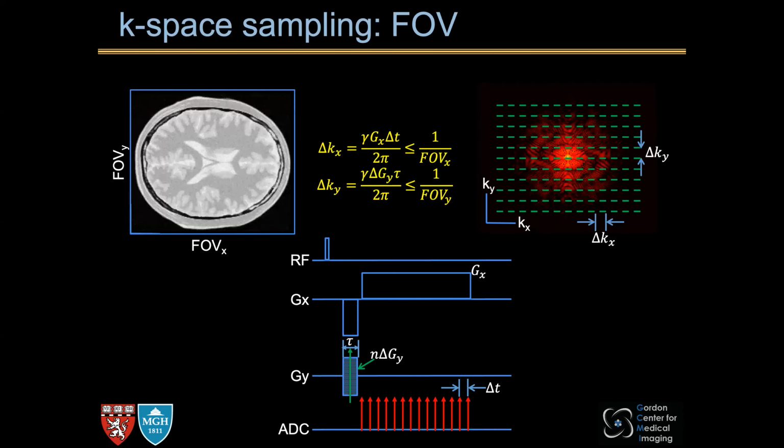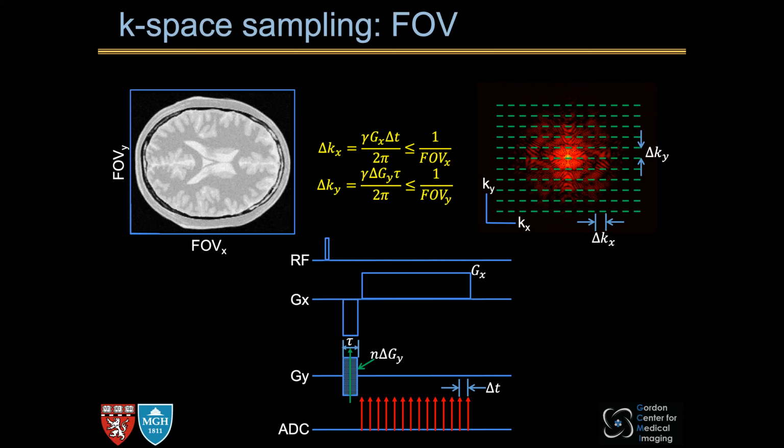It turns out we can apply the same principle for the sampling density along the phase encoding direction. So here we get the requirement for the k-space sampling for both the kx direction, which is the frequency encoding direction, and the ky direction, which is the phase encoding direction. And given the relationship between delta kx and delta ky, we can calculate the relationship between the gradient strength, sampling period, or given the phase encoding duration, what the step size of this phase encoding gradient is.